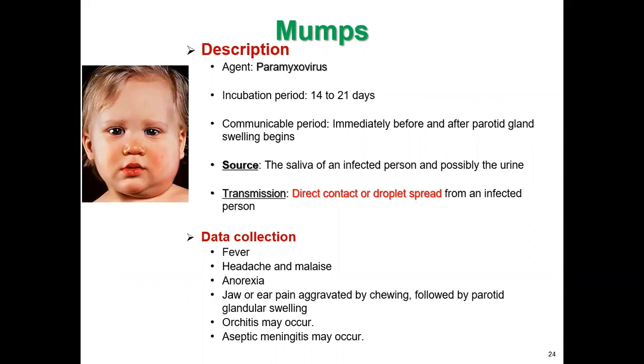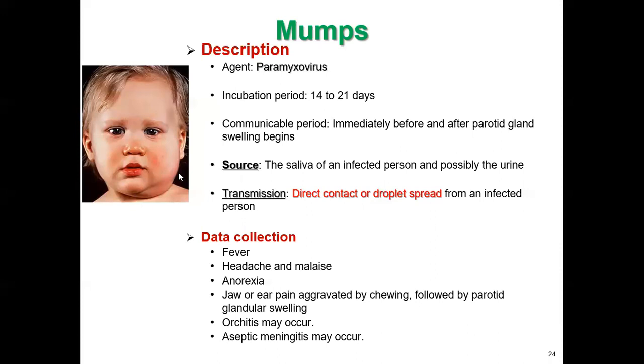The incubation period is 14 to 21 days. It is communicable immediately before and after parotid gland swelling. So in this picture, we can see the swelling of the parotid gland. The source is the saliva of an infected person and possibly the urine. How is it transmitted? Direct contact or droplet spread from an infected person.